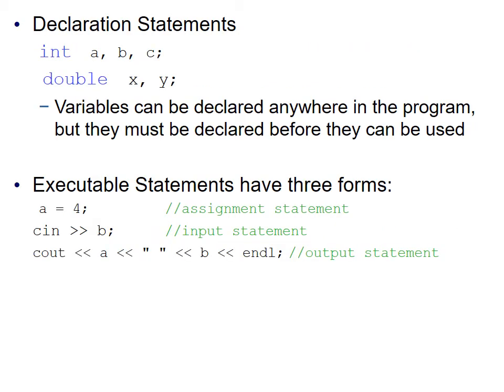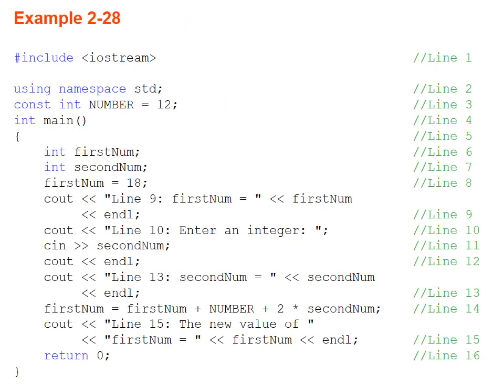Even the declaration statements: int a b c means three variables a, b, and c. What are the types? Integers. Double x comma y means two variables x and y. What are the types? Doubles. So assigning values, getting the value from cin into b from the input from the user, and displaying it in one horizontal line. This is just an example.